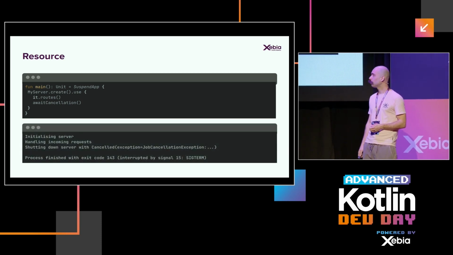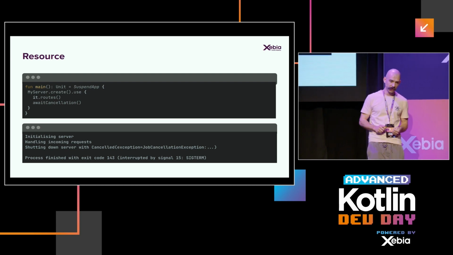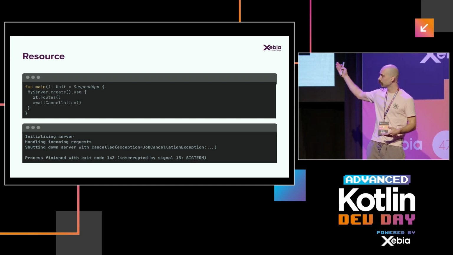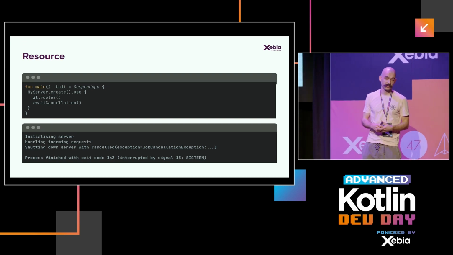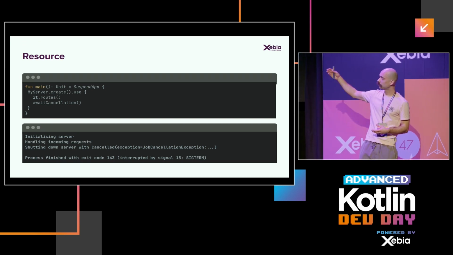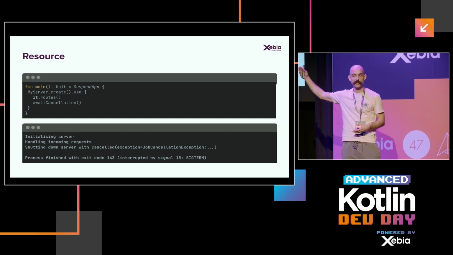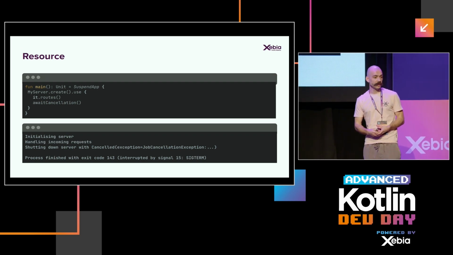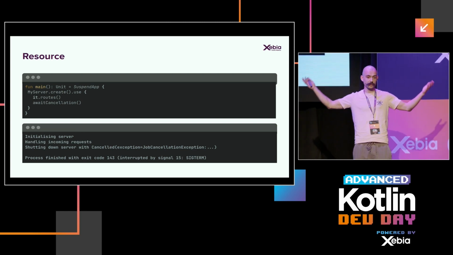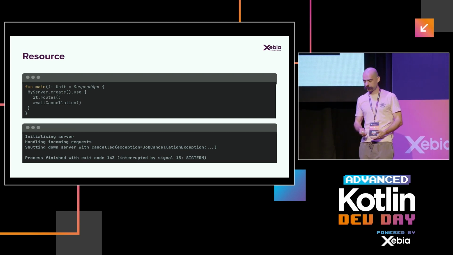And if we run this piece of code and we send the SIGTERM to the main process, we can now see that the server is also shutting down, but we were able to inspect why the server was shutting down. We can see that the server shut down because the termination case was cancellation. And it gives us access to the underlying cancellation exception that comes from the outer scope, in this case, suspend app.